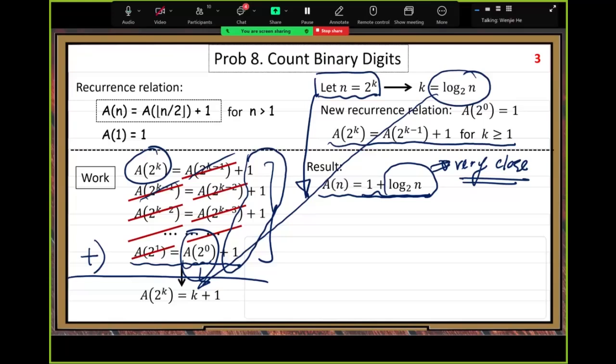Two possible ways: the floor function and the ceiling function. Think about that. They are very close, right? The floor function of some representation is very close to the original representation. The ceiling function also gives an integer representation very close to the original representation, right?